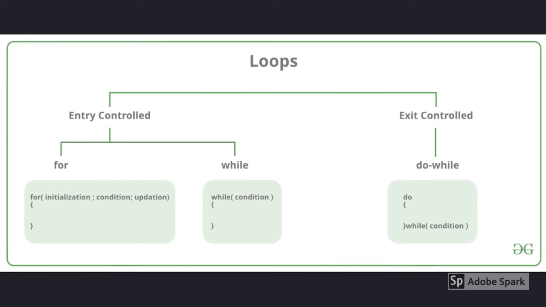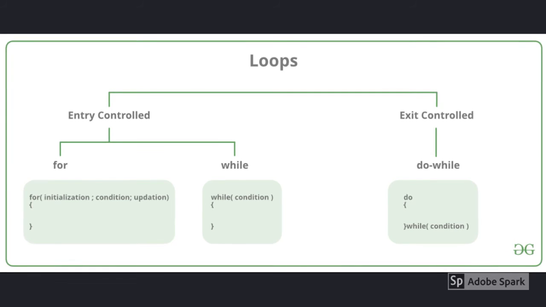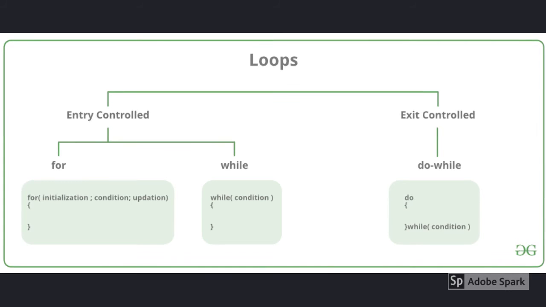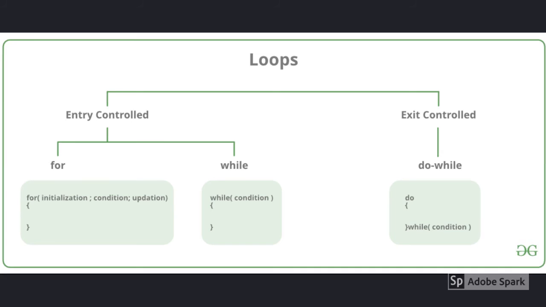The second type of loop is the exit-controlled loop. In this type of loop, the test condition is evaluated at the end of the loop body. Therefore, the loop body will execute at least once, irrespective of whether the test condition is true or false. A do-while loop is an exit-controlled loop.